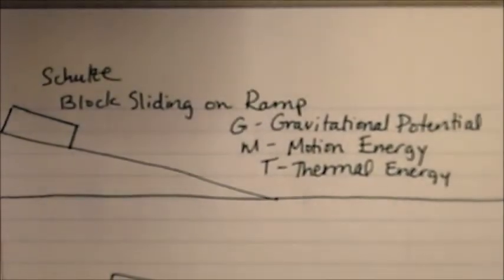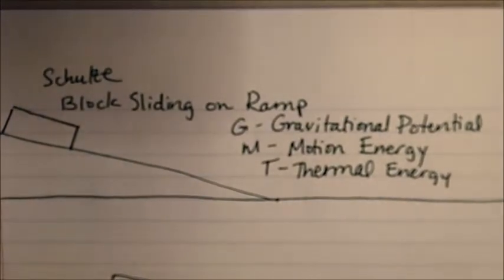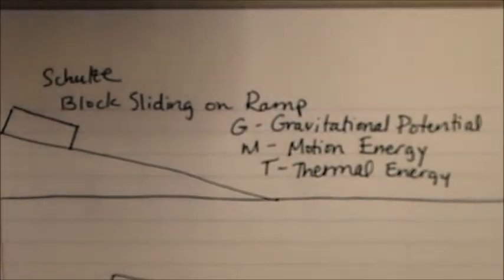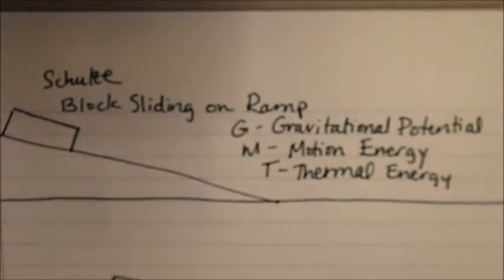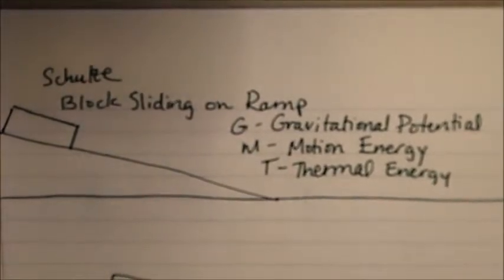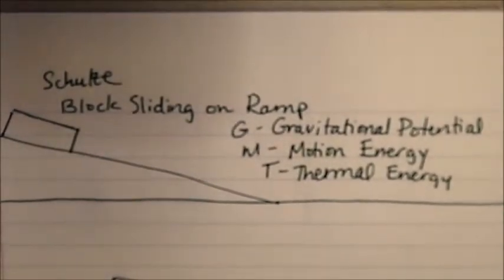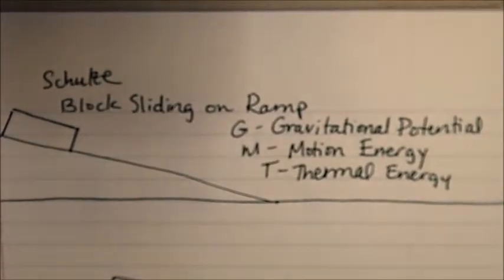First of all, we've got a title, Block Sliding on a Ramp. Then we have three types of energy. We have G, representing gravitational potential energy, M, representing motion energy. We also call that kinetic, but we want to call it motion to help us understand that this is a large object that is moving, and T for thermal energy.